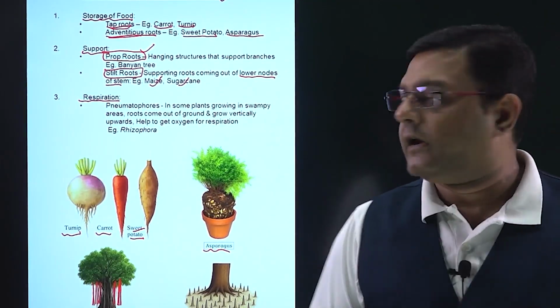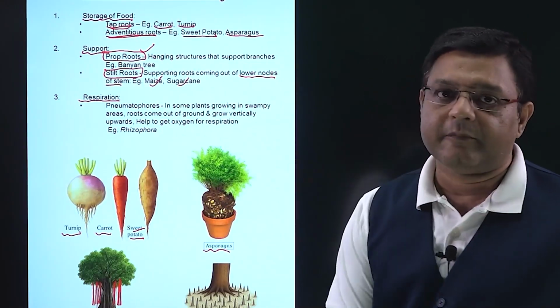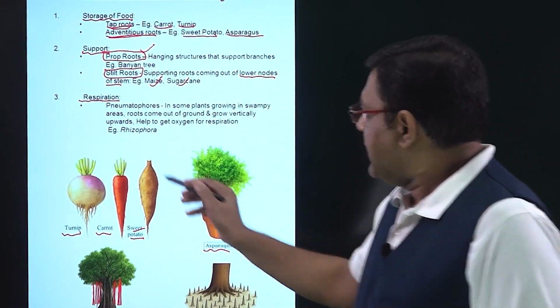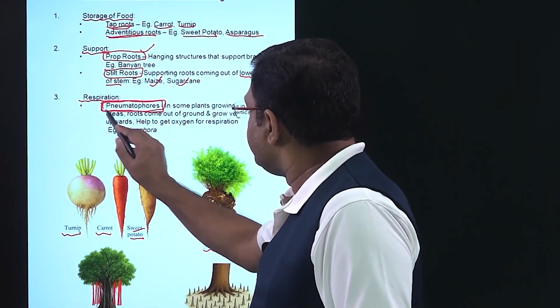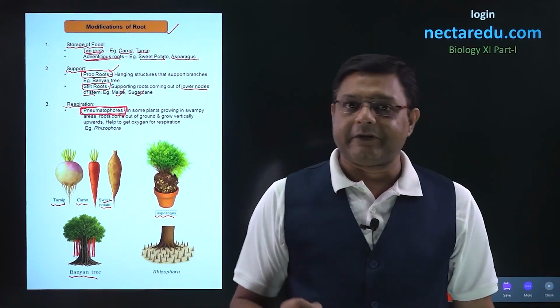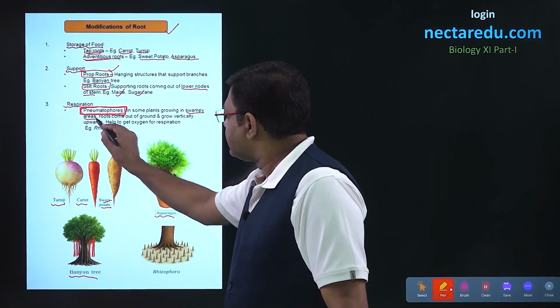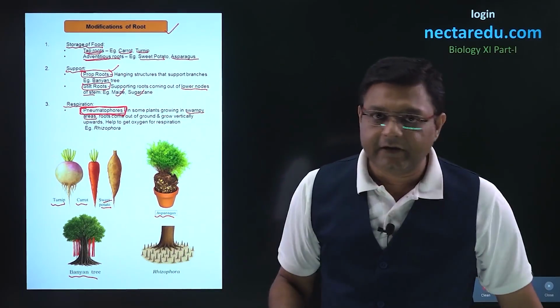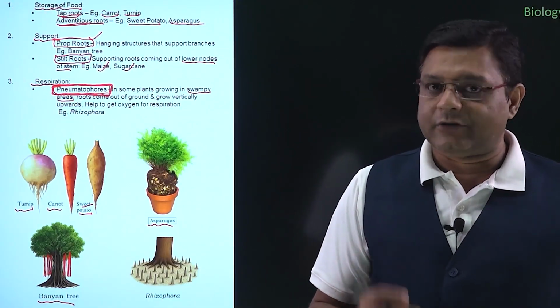The third modification of root is in which it performs the function of respiration. Now these roots are called pneumatophores. These pneumatophores are found in the plants which are present in swampy places. Now, swampy places are the areas in which water will be filled. Due to water, roots will not be able to get oxygen.